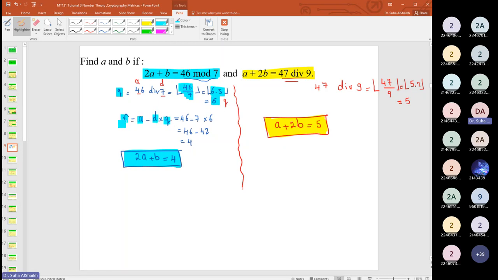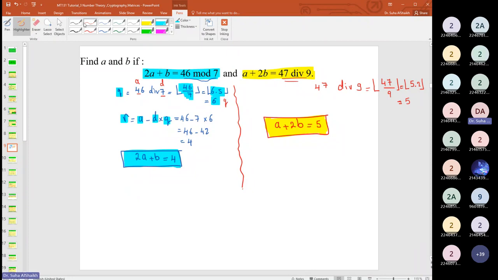What is A? The number I am dividing. What is D? The number that divides. What is Q? The result I got above. Okay? So this is A minus D times Q, which is 46 minus 7 times 6. 46 minus 42 is equal to 4.